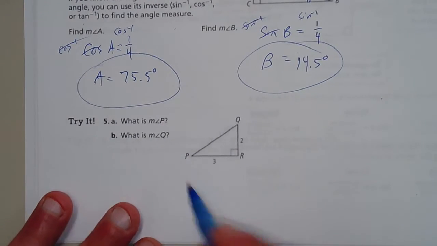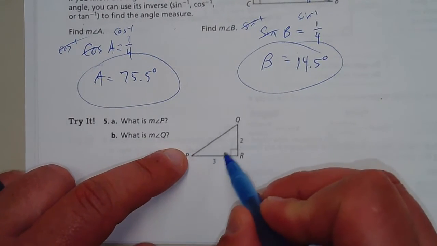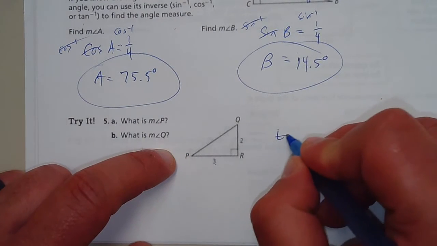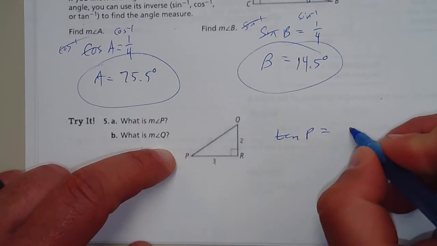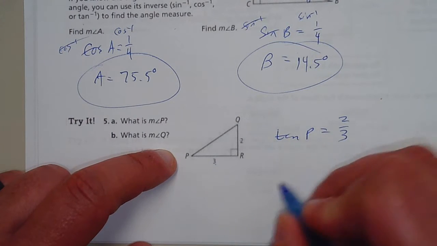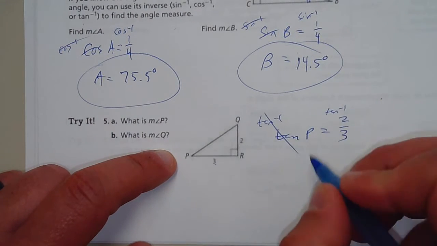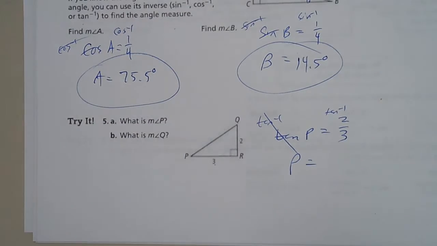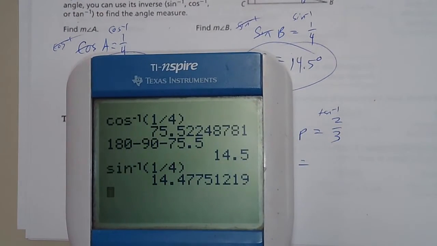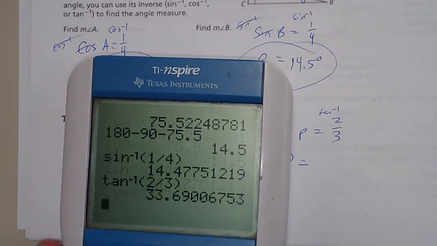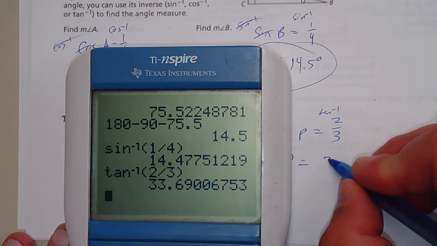So what's the measure of angle P? If I'm looking at P, I know the opposite and the adjacent, so I'm going to go tangent. I'm going to say tangent P equals 2/3. And solve it with the old inverse. So I'm going to inverse both sides, and I'll get P that way. So second tangent, 2/3. Answer about 33.7 degrees.